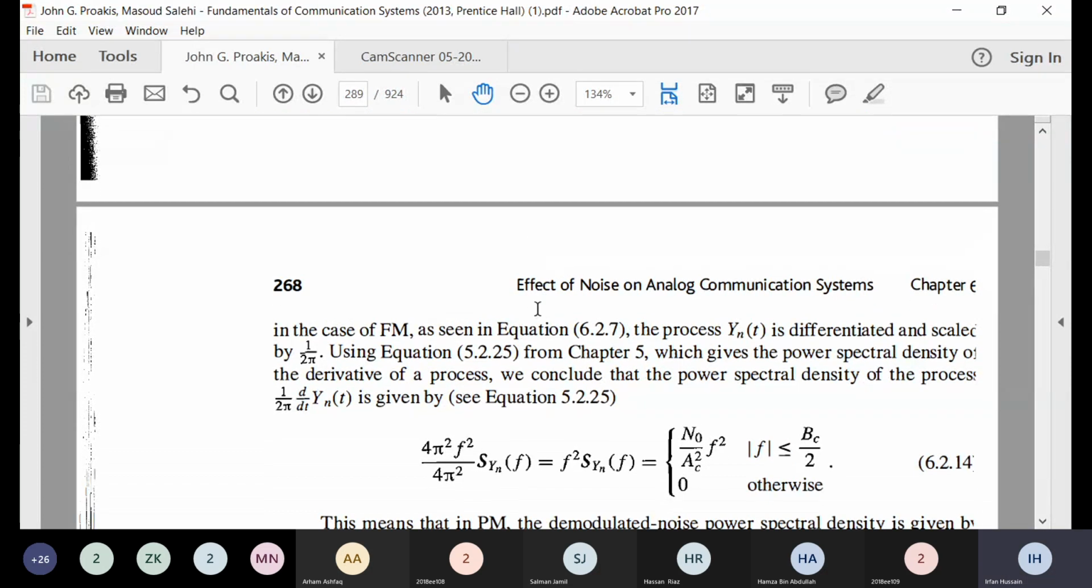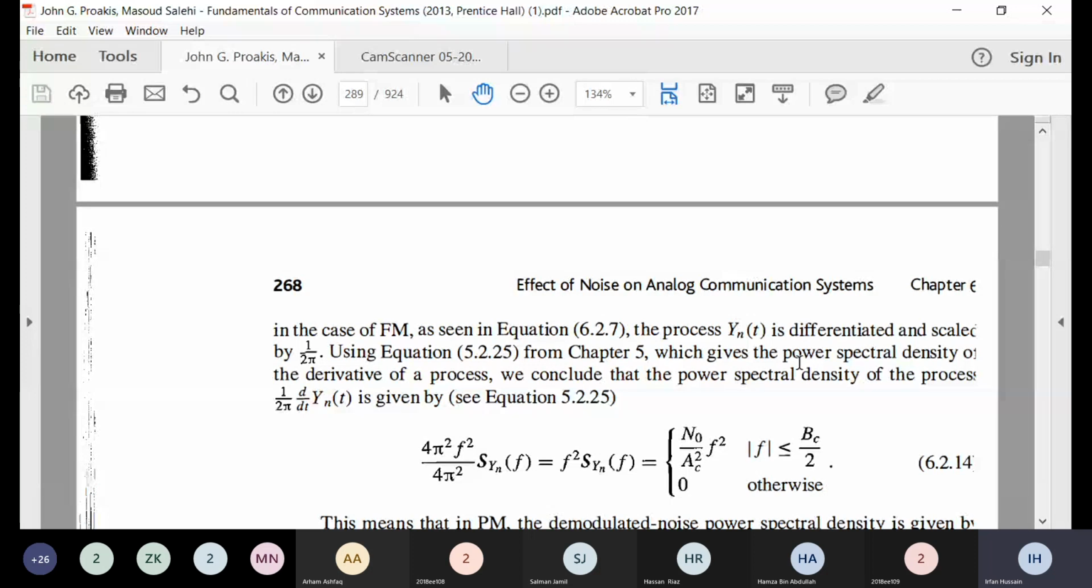In FM, we also saw that YFNT is first differentiated and then scaled by 1 over 2 pi. In PM, YN is just added. But in FM, we just saw YFNT is firstly differentiated and then it is scaled by 1 over 2 pi. And you are passing your YNT through a differentiator. So YFNT is a random process. It goes through a differentiator. So what will be the output?